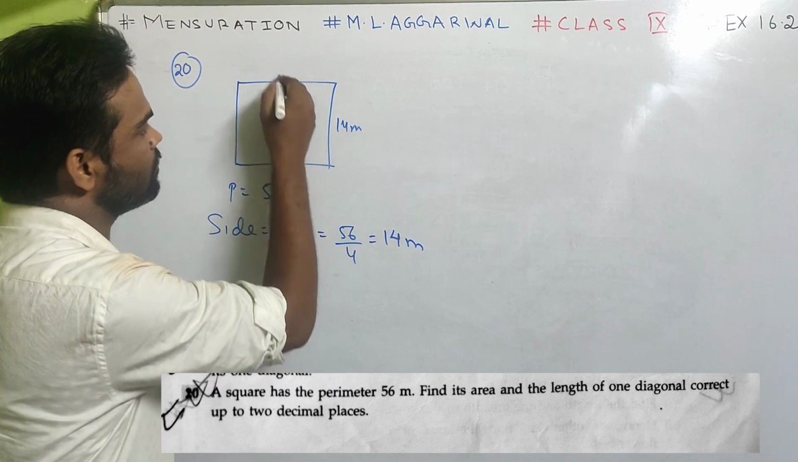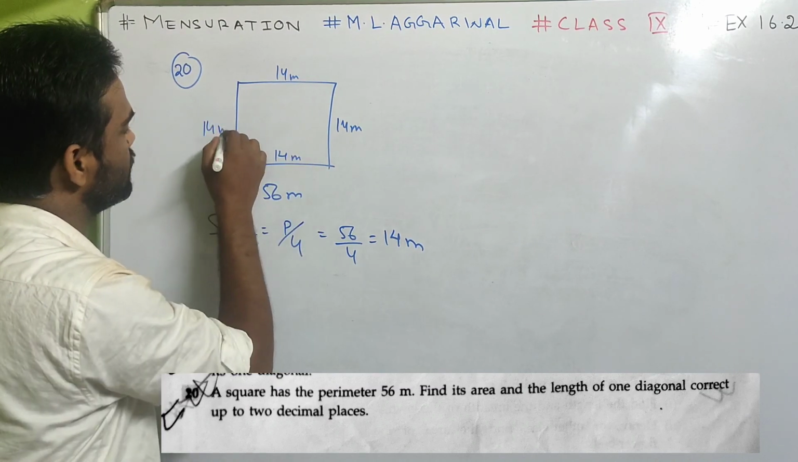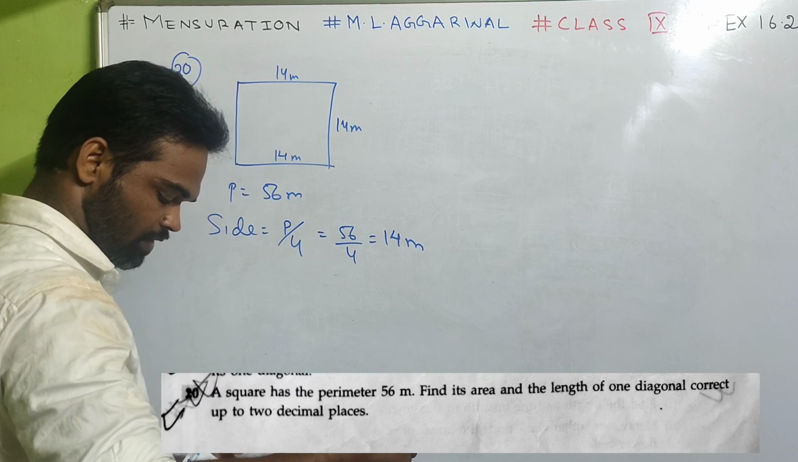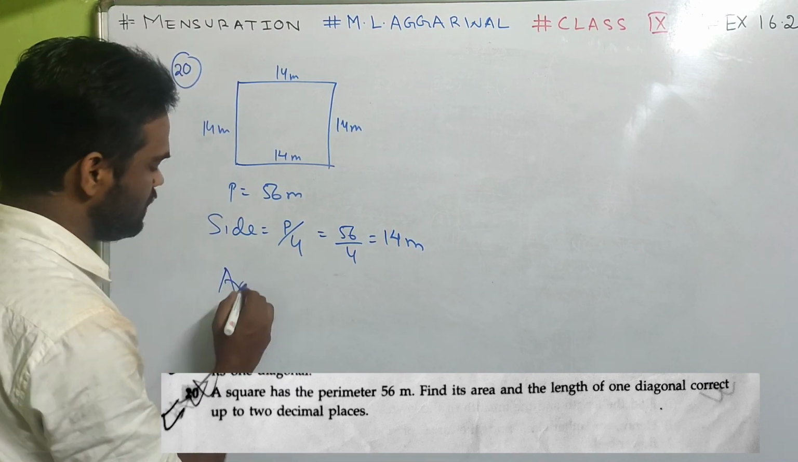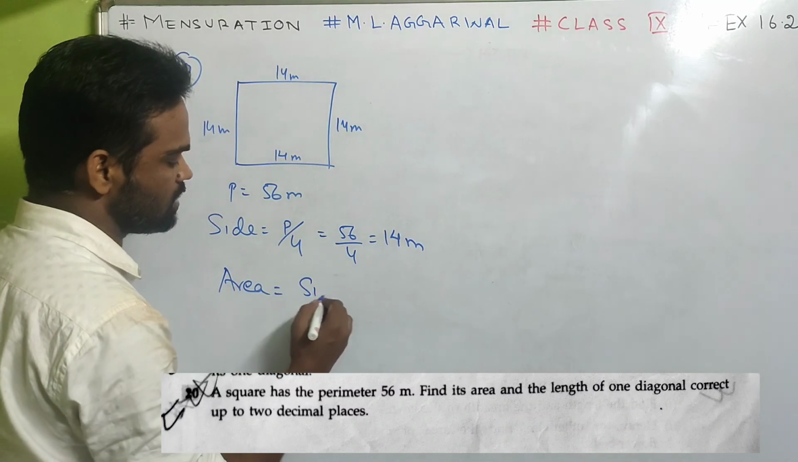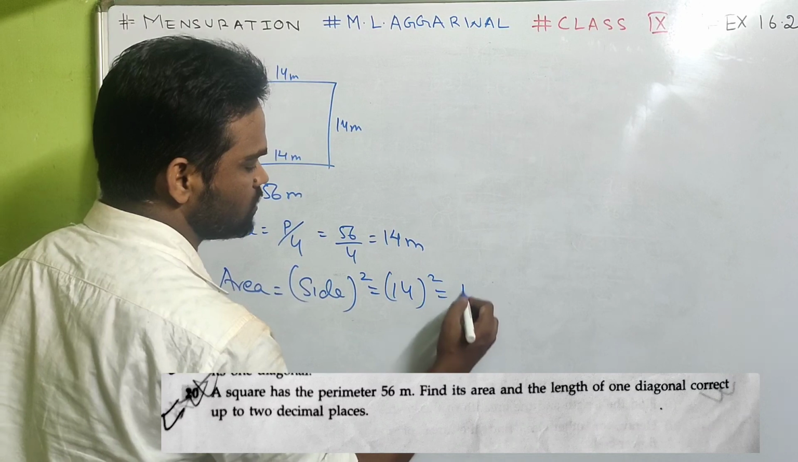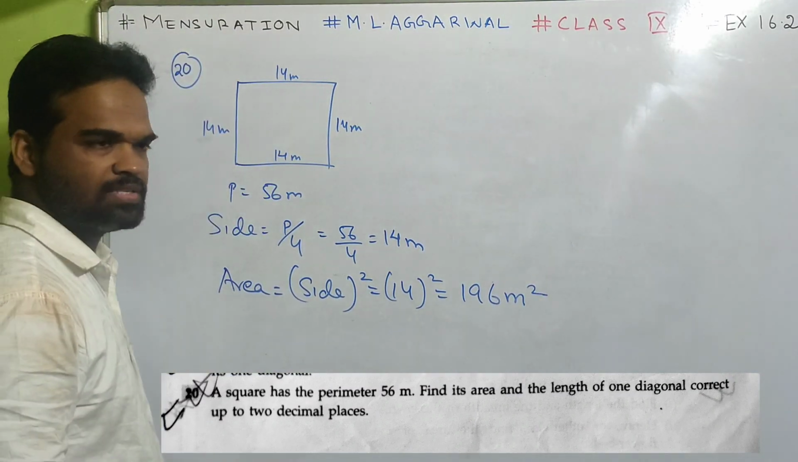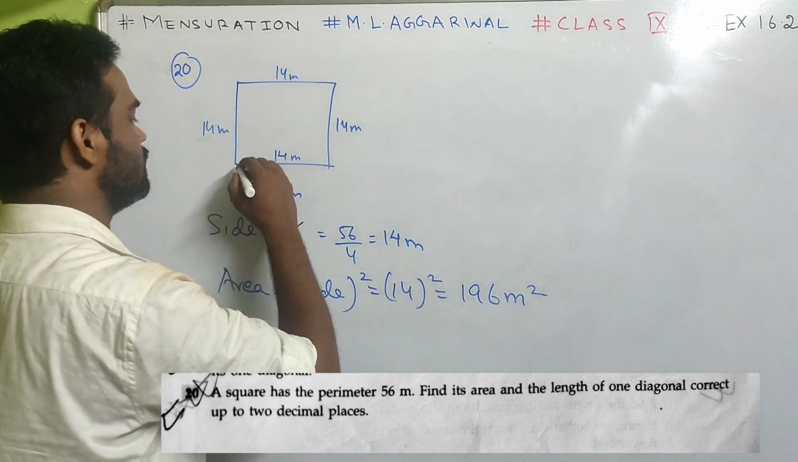So the side is 14 meter. Isn't it? Now what have they asked for? Side we got. Find the area and the length of one diagonal. Area is what? Area is side square. Just now we did. So 14 square, that's 196 meter square. Got it? Very easy. 14 square is 196. You got the area. Now look over here.